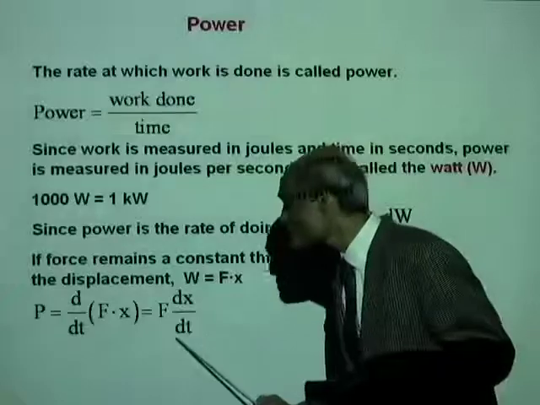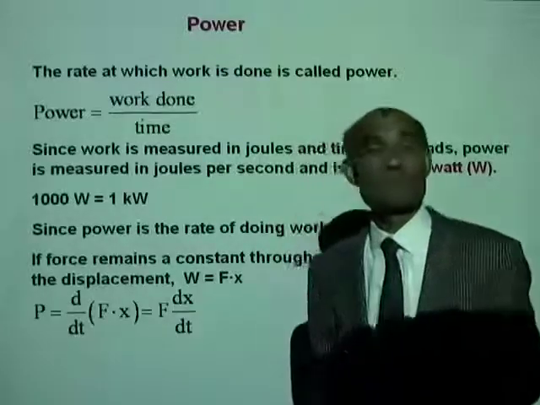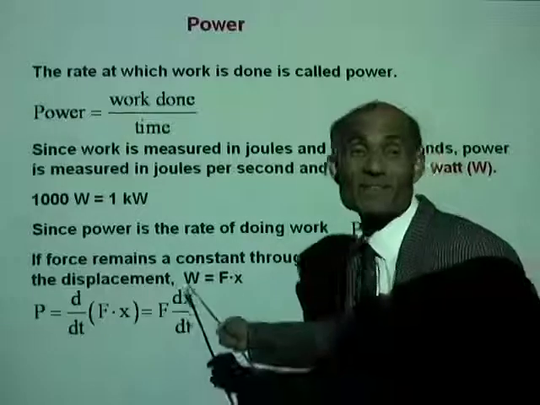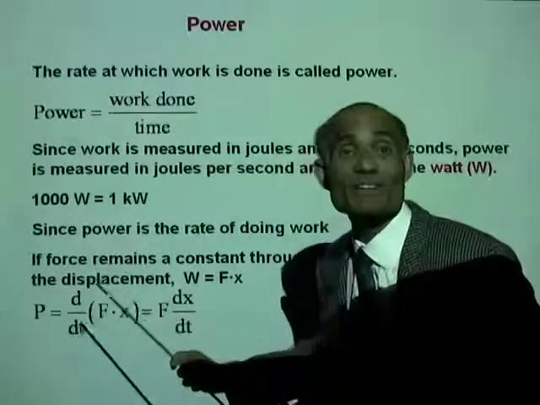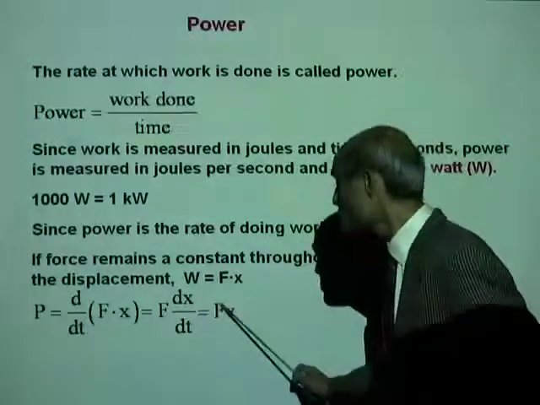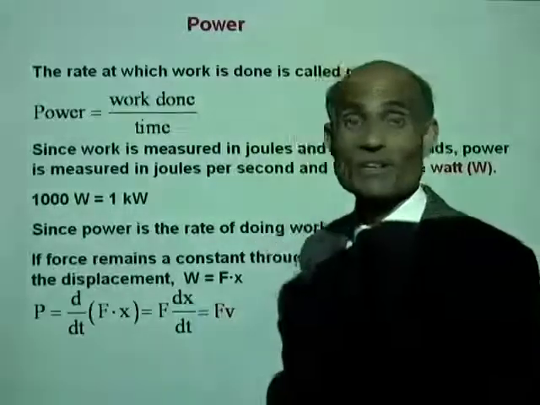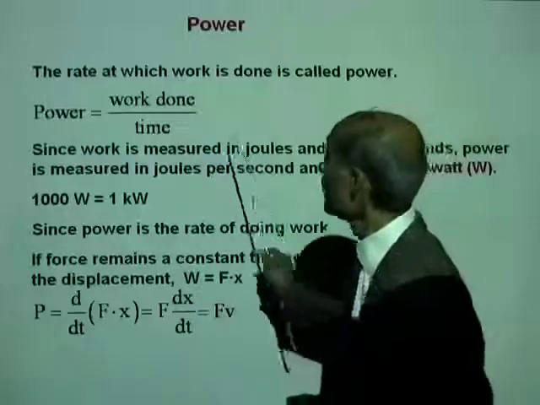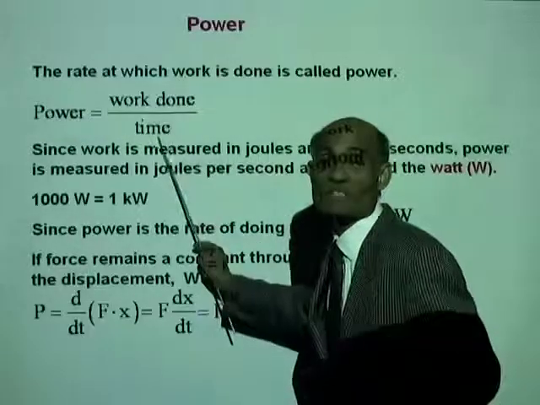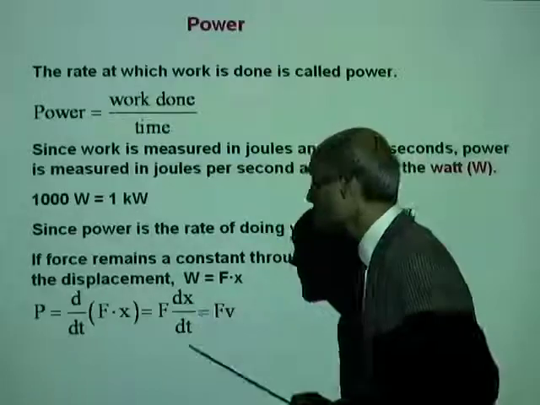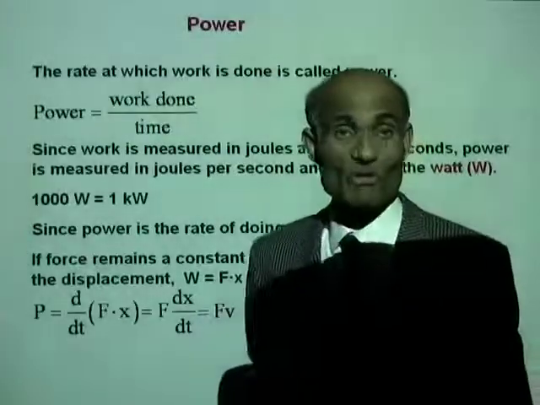And what is dx by dt? Dx by dt is the velocity, is that right? So power is force multiplied by velocity. You can do that either work divided by time or force multiplied by velocity.